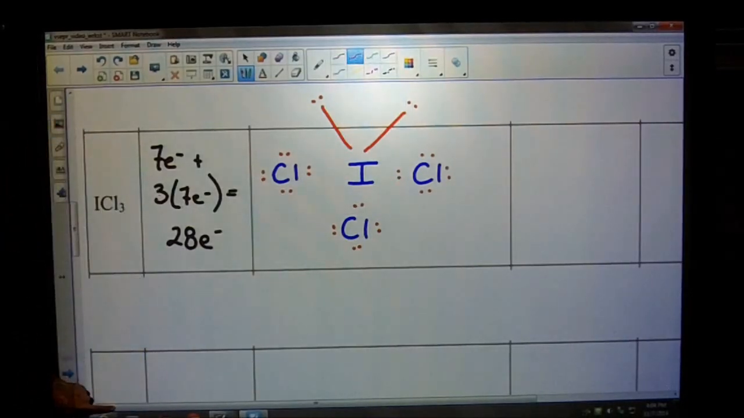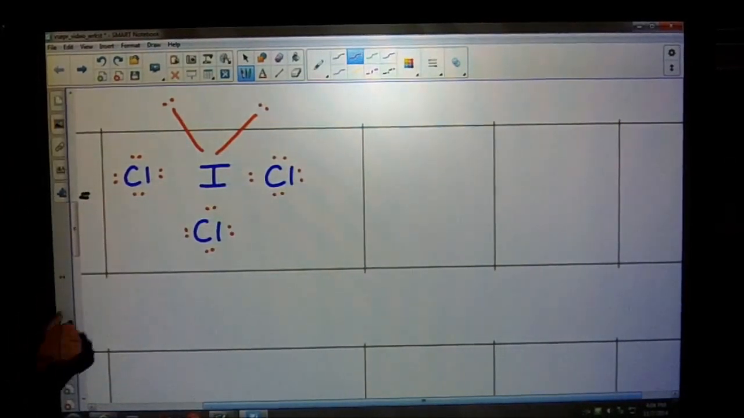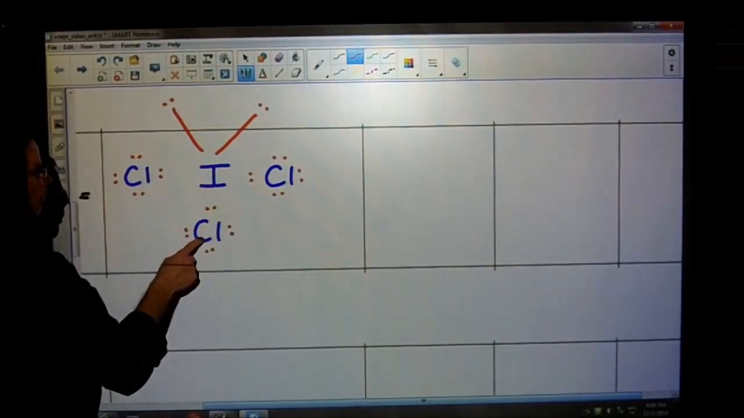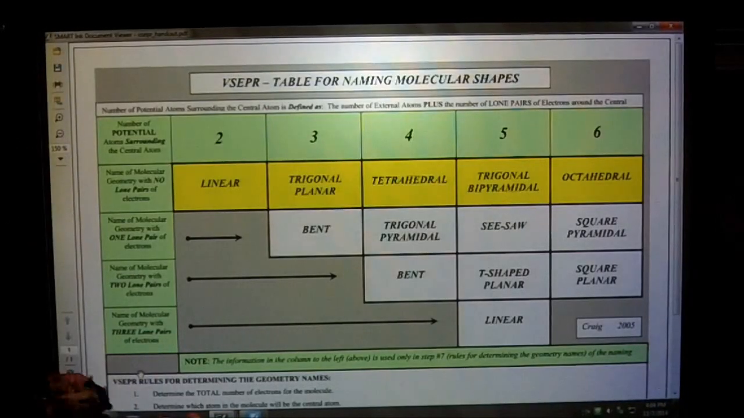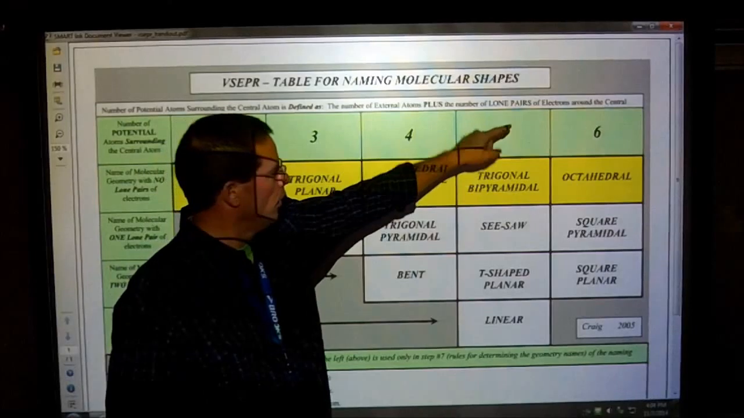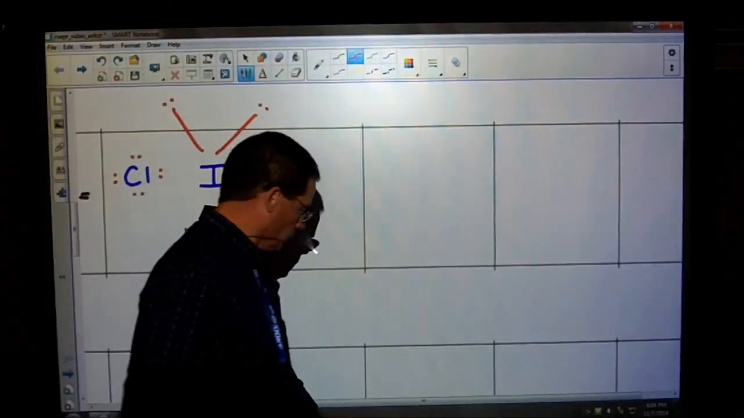All right, so let's take a look at the name here. So first of all, what is the potential? Well, we have 3 external atoms plus 2 lone pairs. So again, 3 plus 2 is 5. So our basic shape name is trigonal bipyramidal.